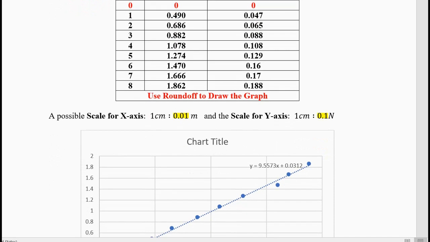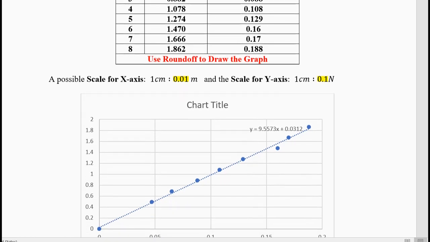A possible scale for the x-axis is 1 centimeter corresponding to 0.01 meters. You will not have to do any calculation, just shift the decimal. For the y-axis, put 1 centimeter corresponding to 0.1 Newton. If you like any other scale, you are free to use it.